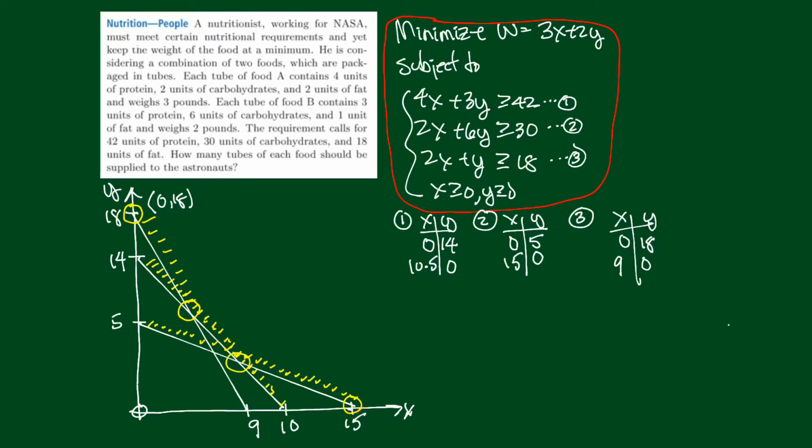I'm out 15 on the x and 0 on the y. So this one out here is 15 and 0. Now, I need to find the intersection. To get this point here, I need to find the intersection of those lines.